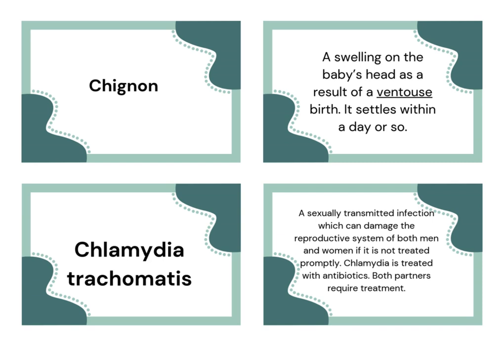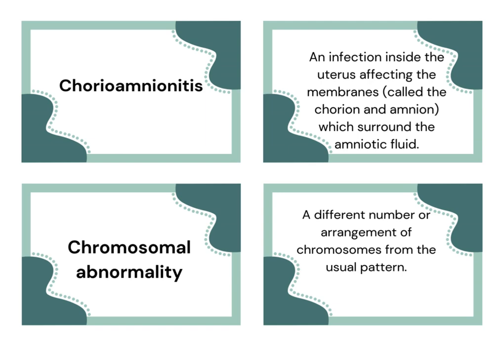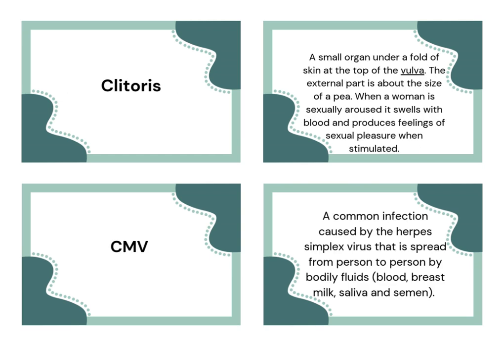Both partners require treatment. Chorioamnionitis: an infection inside the uterus affecting the membranes, called the chorion and amnion, which surround the amniotic fluid. Chromosomal abnormality: a different number or arrangement of chromosomes from the usual pattern. Clitoris: a small organ under a fold of skin at the top of the vulva.